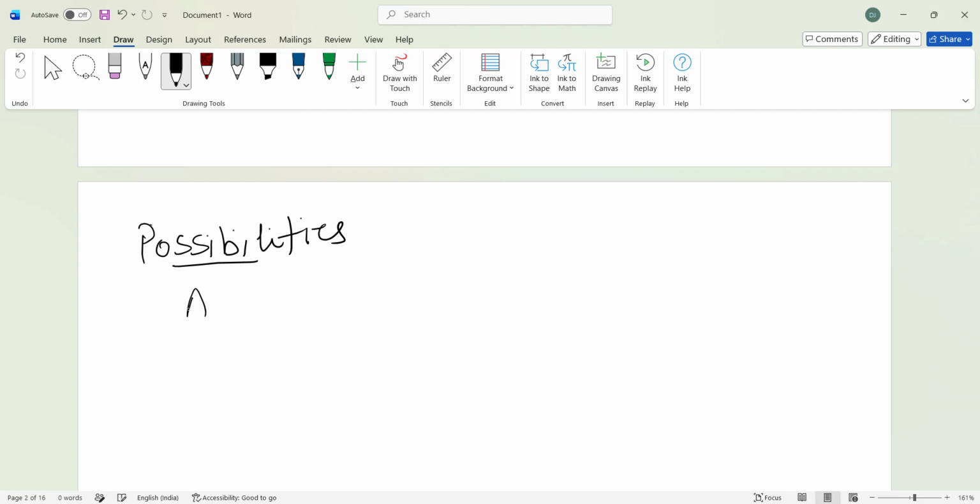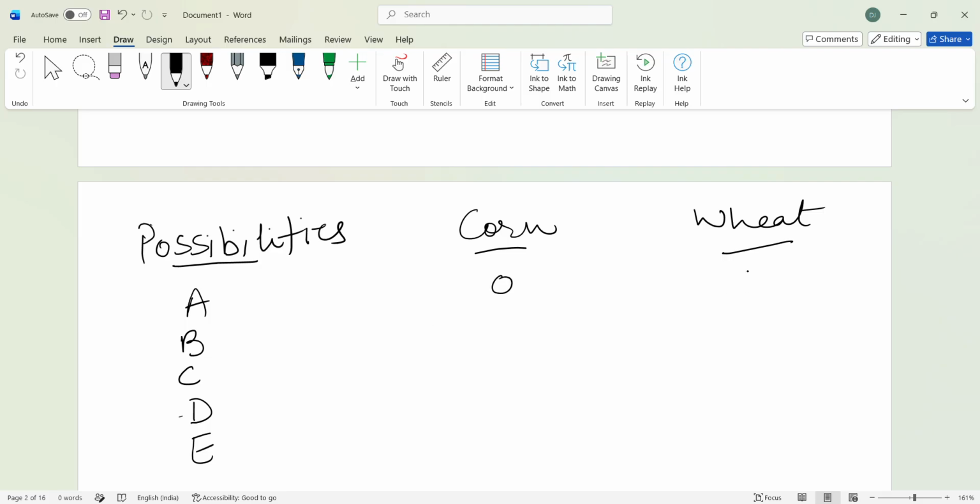You have A, B, C, D, and E. These are the possibilities. You have corn here and wheat here. We are distributing the land between corn and wheat. If I am producing 0 corn, then I'm using my entire land for wheat production. These are in units, quintals, tons, whatever you want to say. So 0 units of corn and 10 units of wheat. Possibility B is 1 and 9. C could be 2 and 7. Then I could have 3 and 4, and then 4 and 0. So these are a few possibilities for producing wheat and corn on our piece of land.